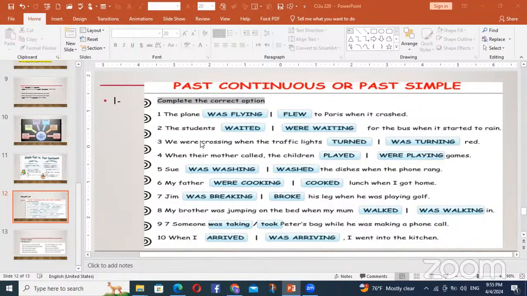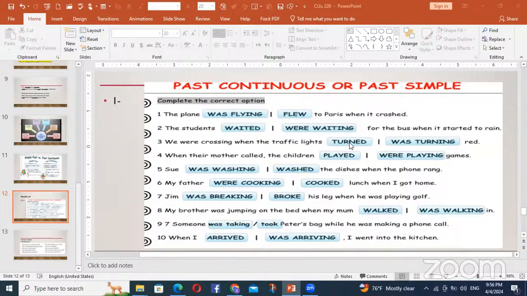And this one takes time. A lot of people means that we have a group of people crossing, walking. So this takes time, the long action. The other one, the shift of the light from green to red, from red to yellow, is short. Okay? So I think it should be turned, as Ibtisam said and the others. So it is turned. Okay, Sarah? Type. Okay. Number four. When their mother called, the children played or were playing games. Okay, were playing. Jamil, very good.